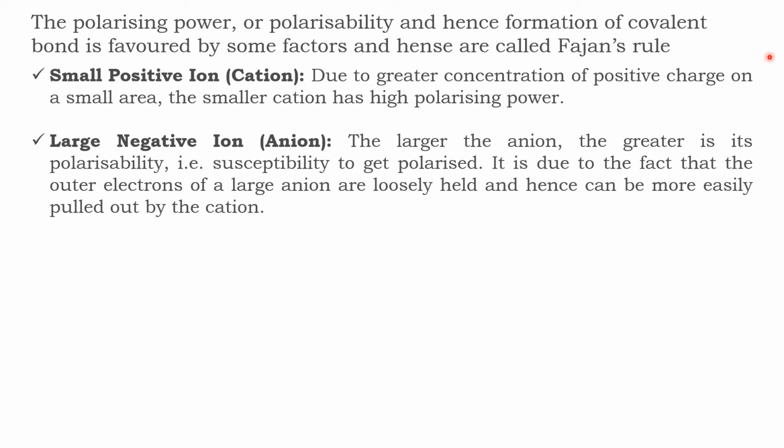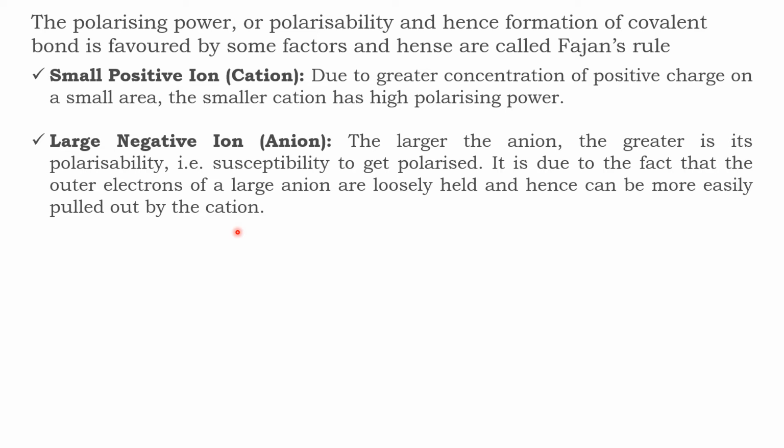Second concept is about the anion. When the anion becomes larger, it easily undergoes polarization, or it easily gets polarized. Easily getting polarized means the electrons will be easily shared between positively and negatively charged ions. So the second concept is that greater the size of the anion or negatively charged ion, greater is the polarizability and hence greater is the covalent character.